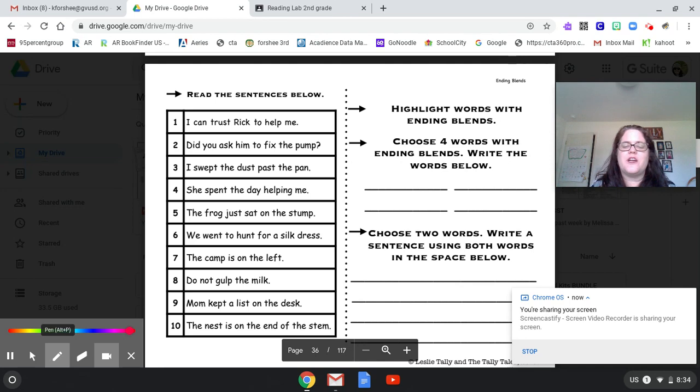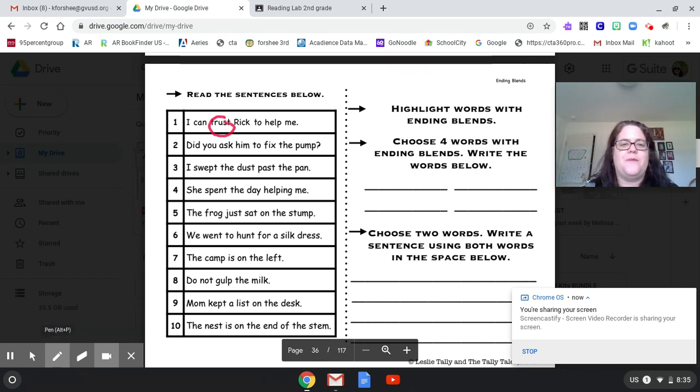So the first thing the directions say is highlight words with ending blends. So remember, ending blends are two consonants at the end of the word that when you say the blends, you hear both sounds of the letters, okay? So it's two consonants at the end. As I read, you let me know if you hear something, okay? Here we go. I can trust. Very good, trust.